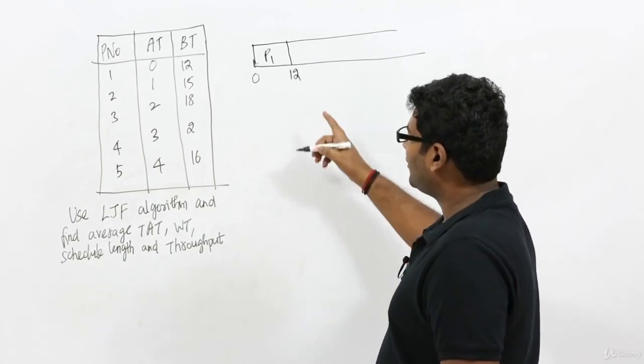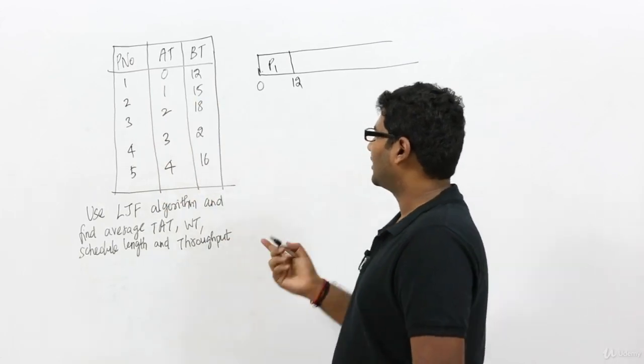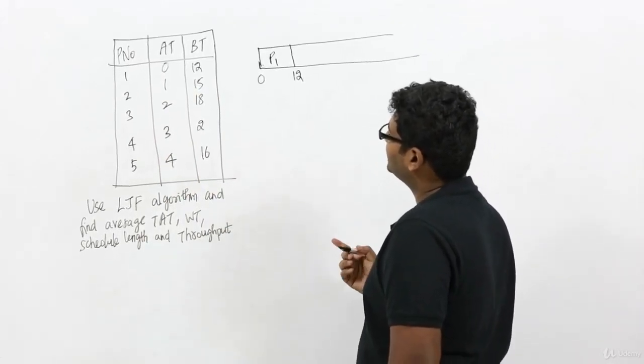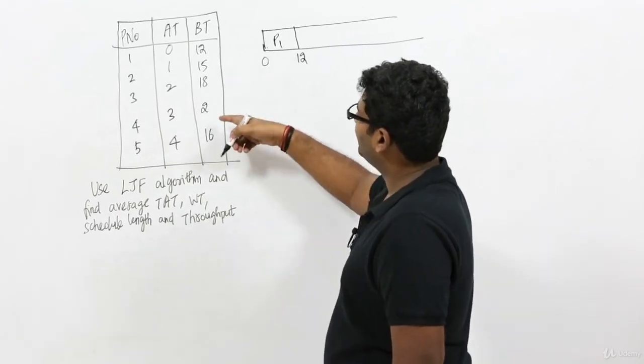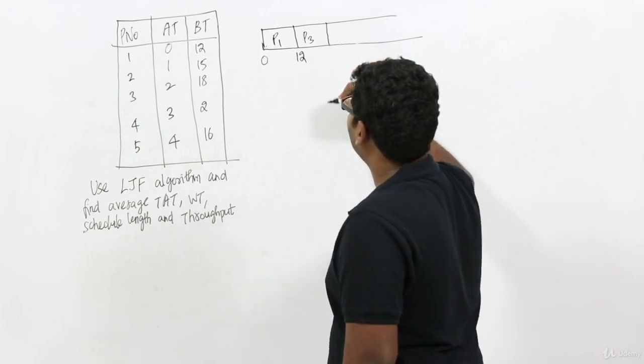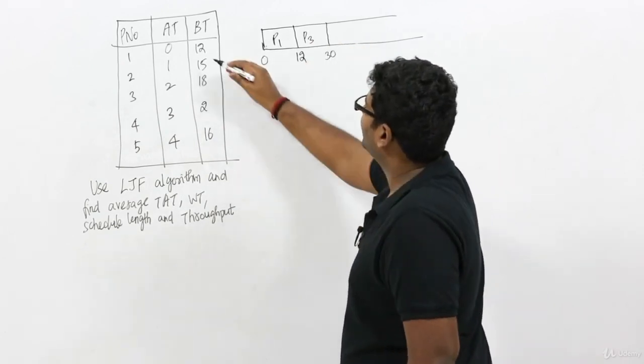Now at time unit 12, all the processes have arrived in the RAM. Out of those, which process has the longest burst time? The longest burst time is process P3. Process P3 will continue for 18 time units. So 12 plus 18 is 30. Fine, so P1 is done.